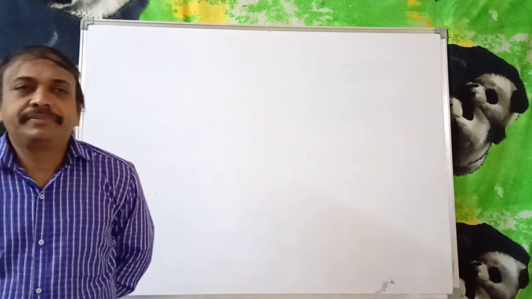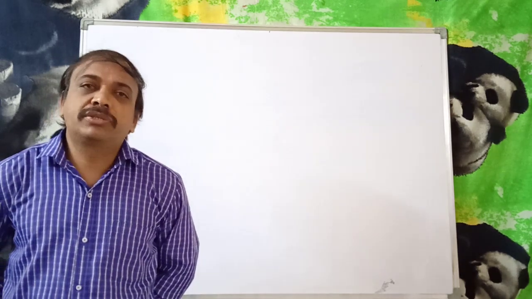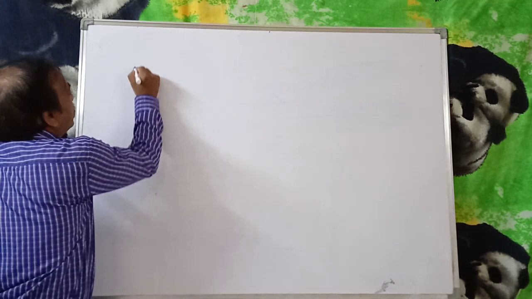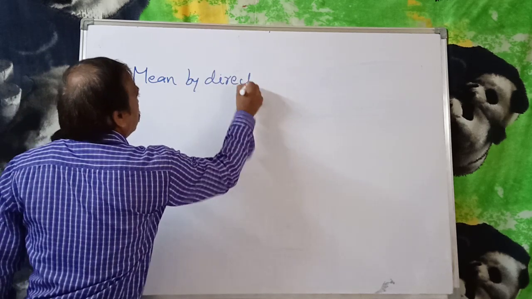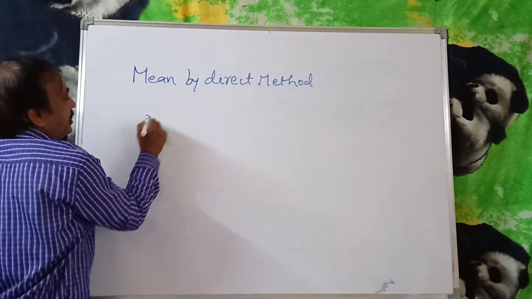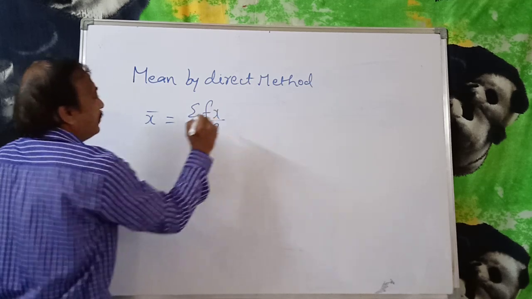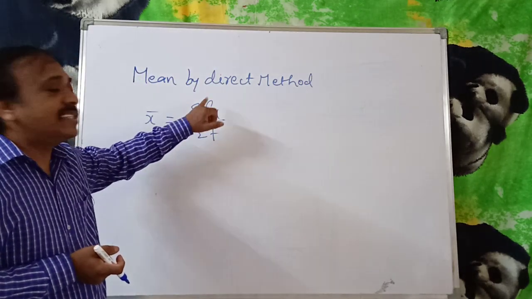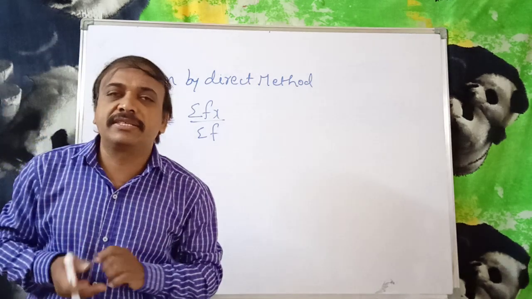Hi students, in the previous sessions we have discussed mean by direct method. Mean x bar is equal to sigma fx by sigma f. This was the formula which we discussed. Here f is the frequencies, and x is the class marks of particular class intervals.